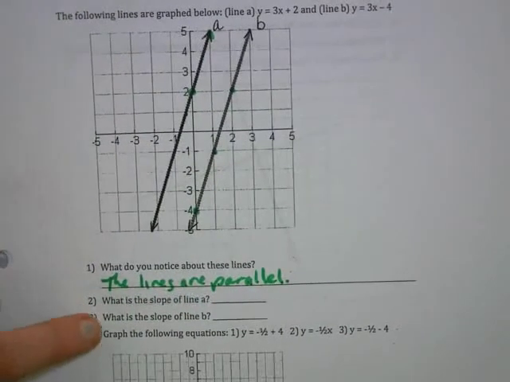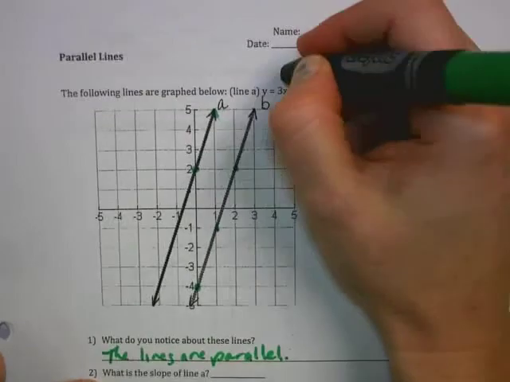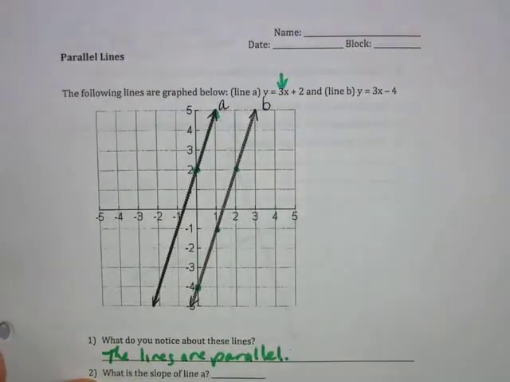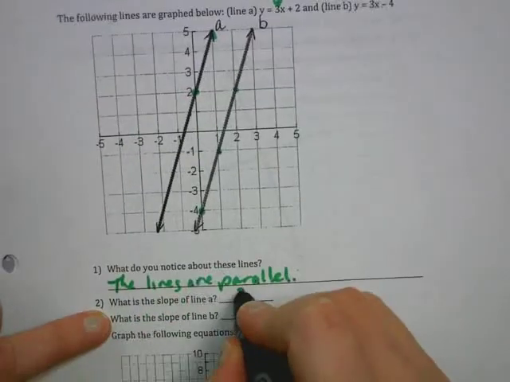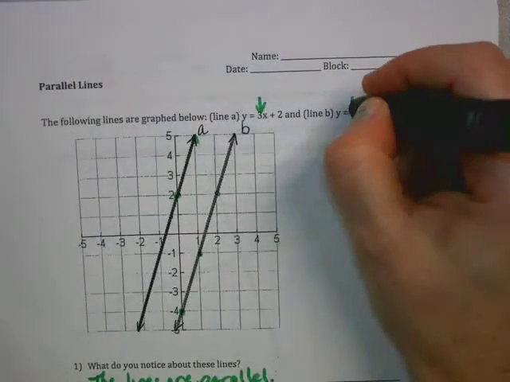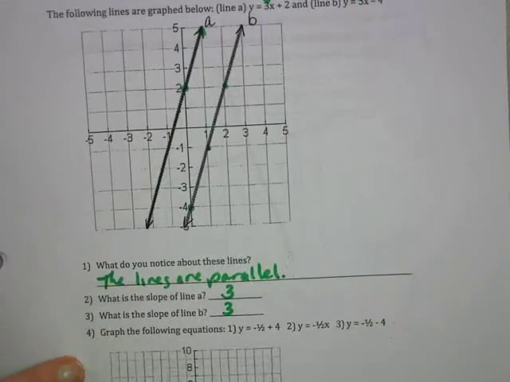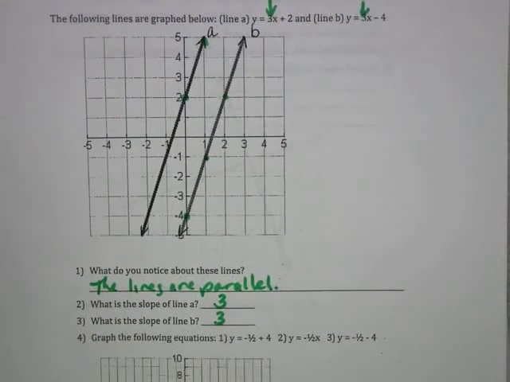Okay, what is the slope of line A? If we go back up and look at our equation, what is the slope? M is 3. What is the slope of line B? Go back up and look at the slope. It is also 3. Okay, that's kind of something interesting. Notice they have the same slope. They're both 3, and that meant they were parallel. They're the same steepness.